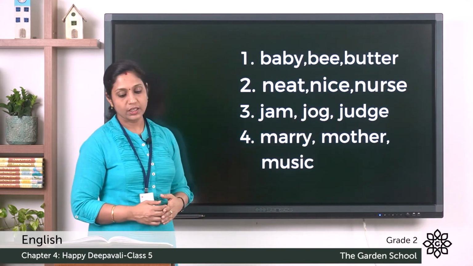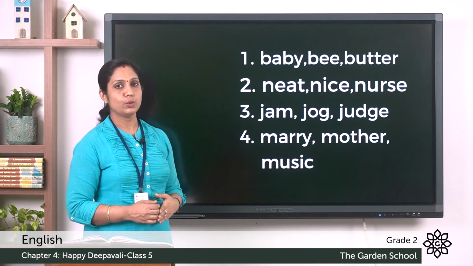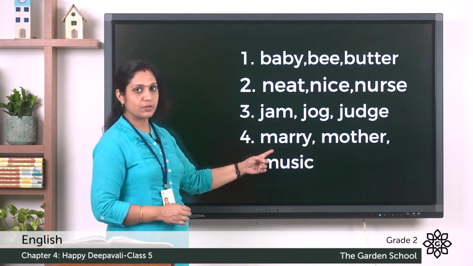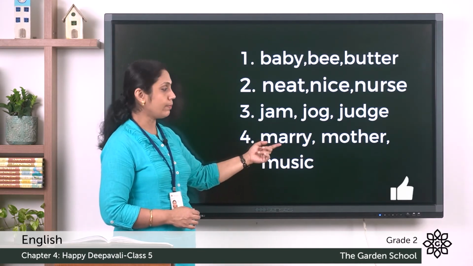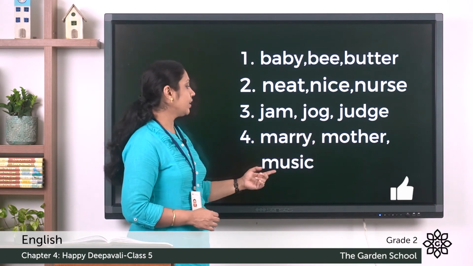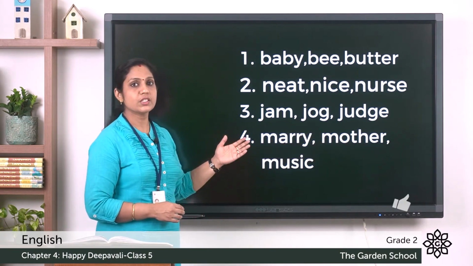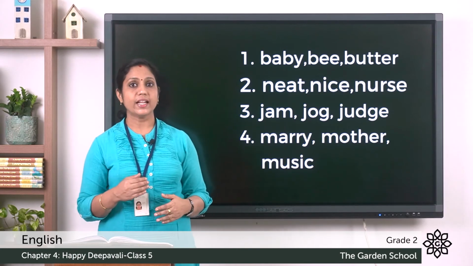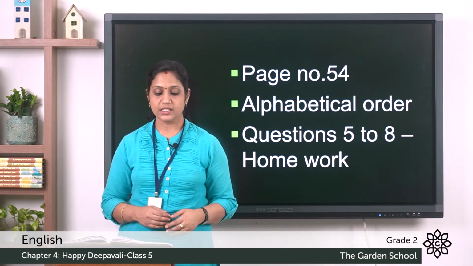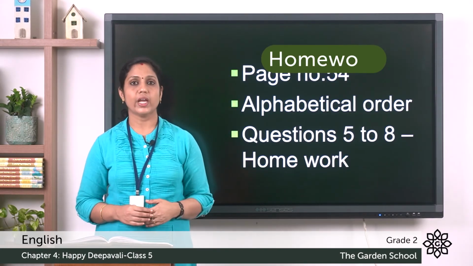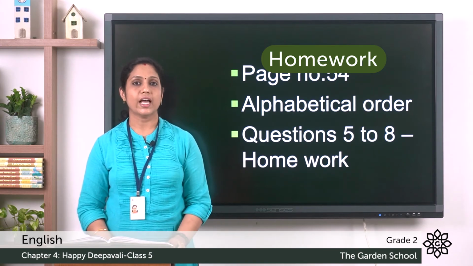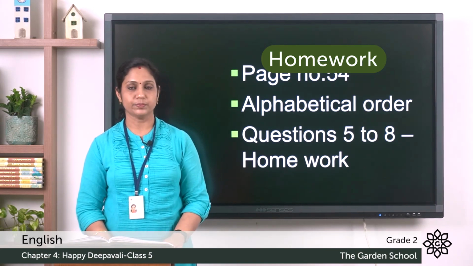Fourth one, mother, Mary, music. So, Mary comes first. Look at the second letter A. So, Mary, mother, and the third music. So, this you can write in the textbook, and the rest of the exercises, that is from question 5 to 8, it's homework for you to do. Arrange these words in the alphabetical order.